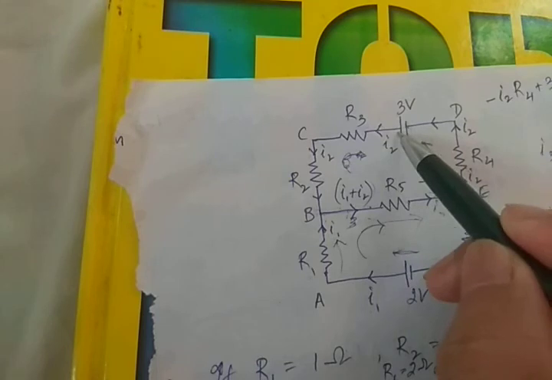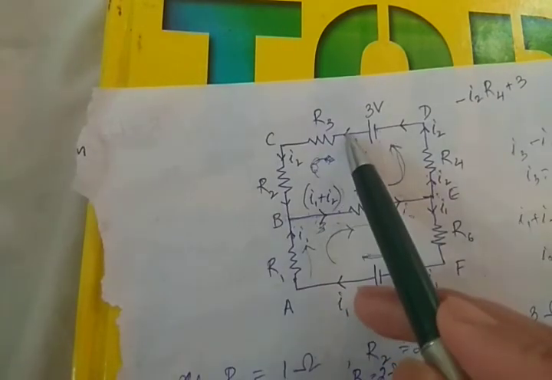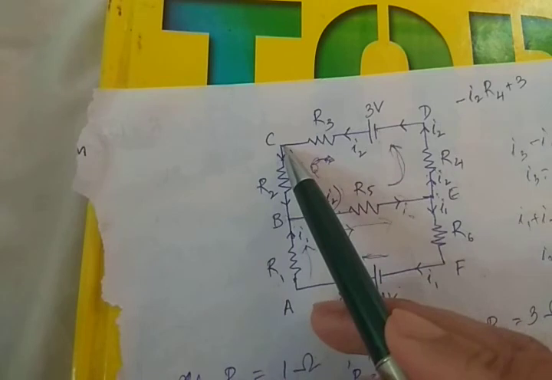So this is plus 3. Lower potential to higher potential is positive, so plus 3. Then we come across R3. Again, we see that current is also flowing in the same direction. Since I've taken anti-clockwise, we're moving from higher to lower potential. So this is minus I2 R3. Mind you, current flowing across R3 is I2.